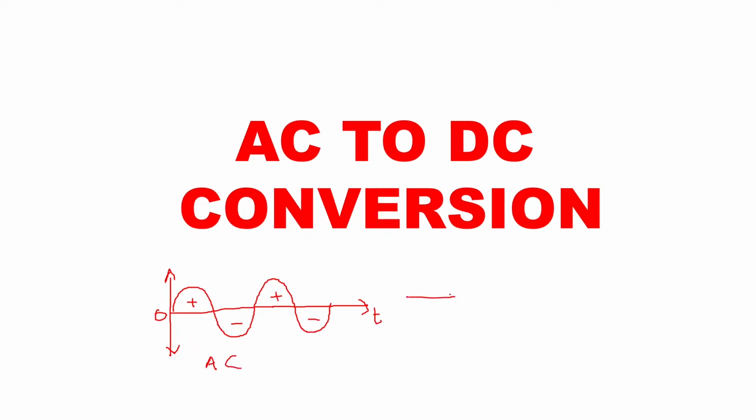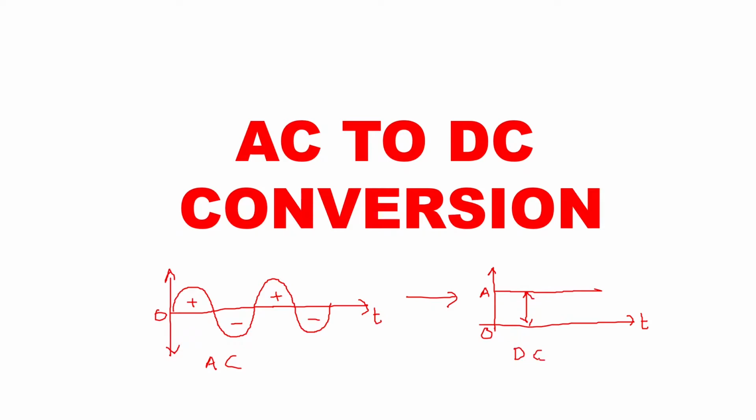Now AC we have to convert to DC. If you look at the waveform, a pure DC will look like this. This is your zero point and this is some amplitude. So this will be your amplitude level. This is with respect to time or radians, anything you can take. Now this will be your DC, which is called direct current.